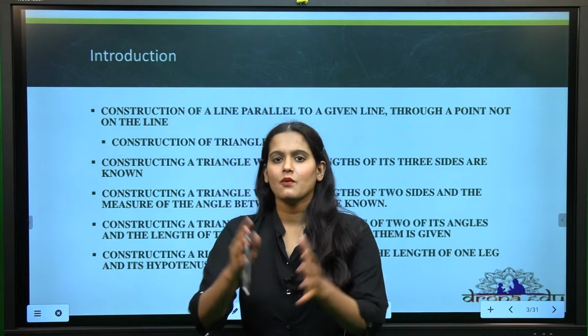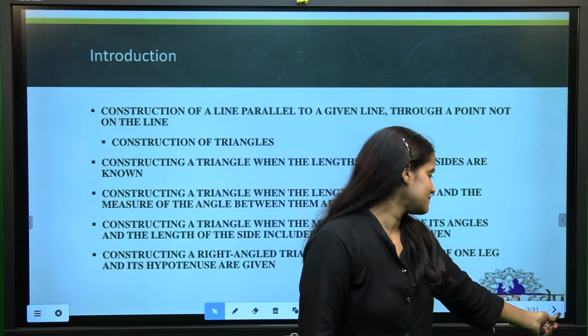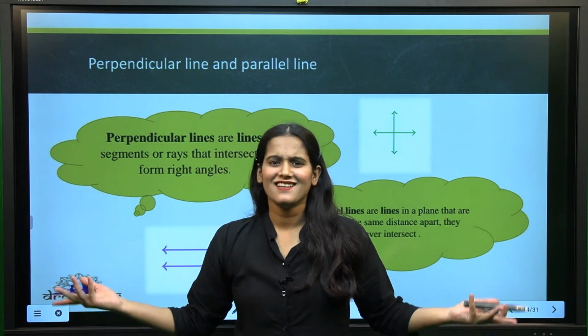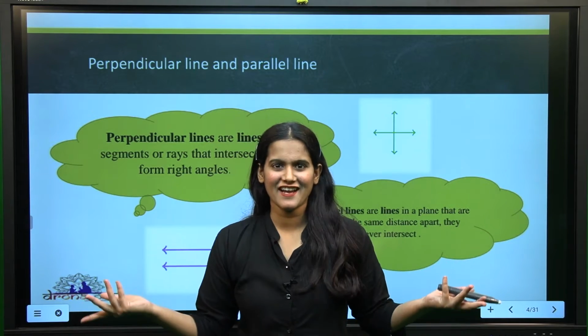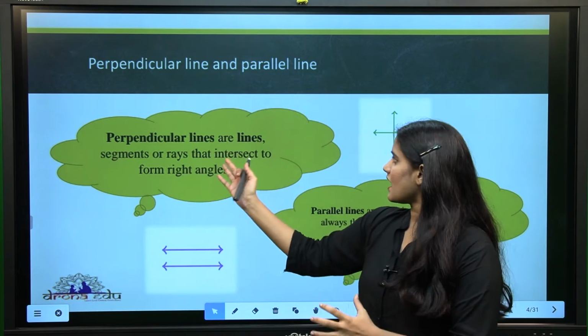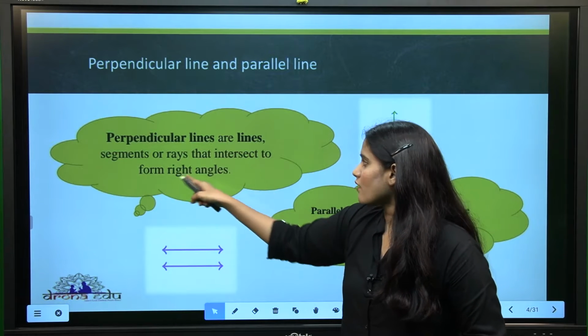So, first let's go with the introduction about perpendicular lines and parallel lines. What is a perpendicular line? What is a parallel line? We know, right? Let's just recall it. Perpendicular lines are lines, segments or rays that intersect to form right angles.